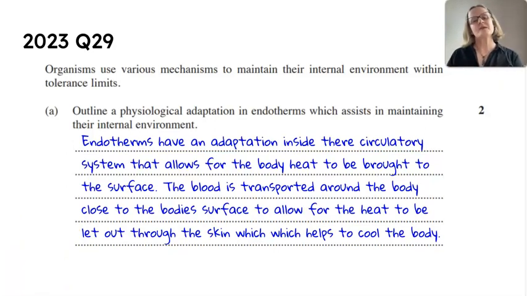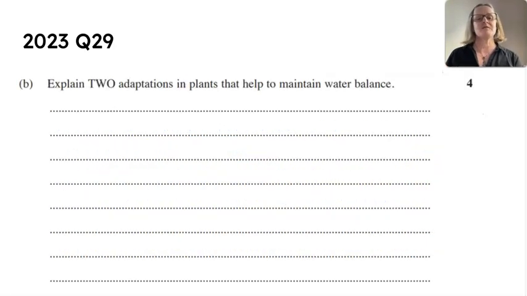Now when I read this response, the thing that screams to me is a lack of scientific vocabulary. So they say a lot, they don't say anything that's wrong, but they really have not used words like vasodilation. So it would be great to see a higher level of scientific vocabulary. So I think they probably only scored 1. Let's have a look at part B of this question.